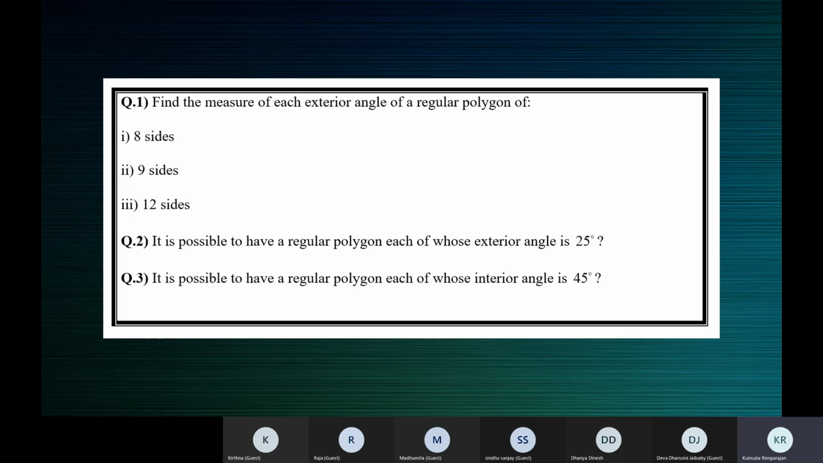Now, next, what did you do, Kirtana? After getting 1800, what did you do to answer this question? I divided 1800 by 12, ma'am, the number of sides. And what does that give you? 150 degrees, ma'am. And it represents what? The measure of each interior angle.